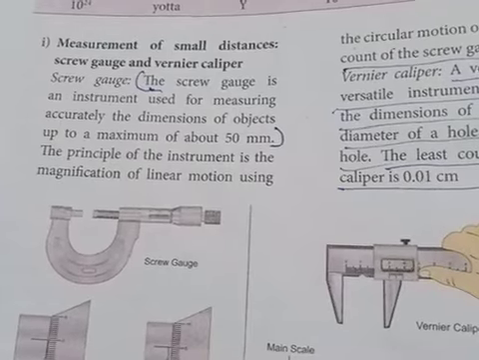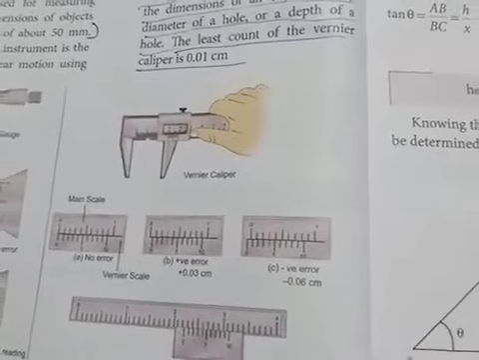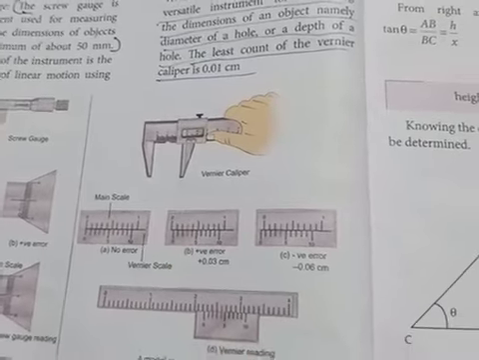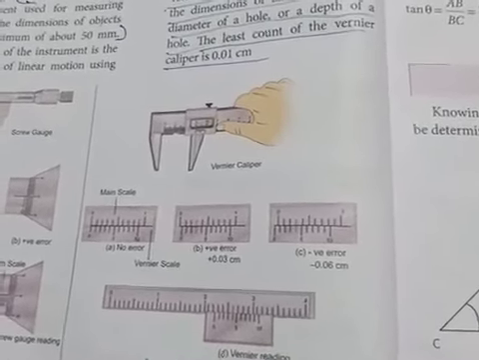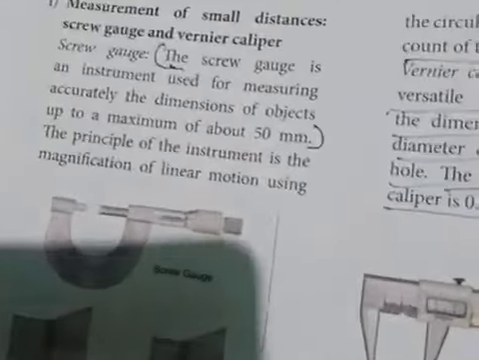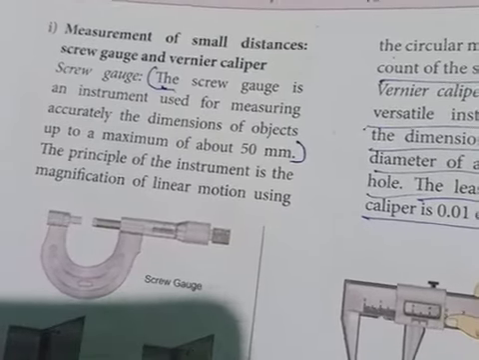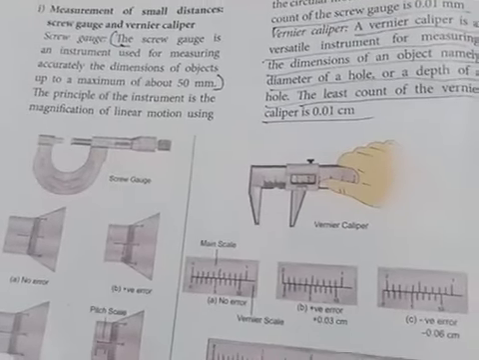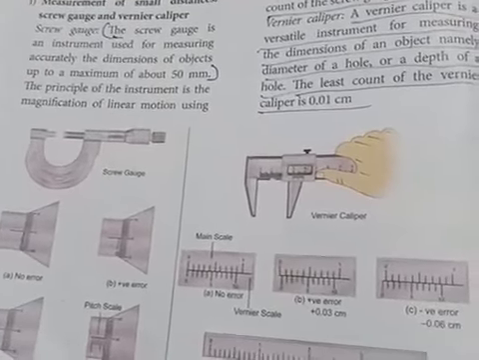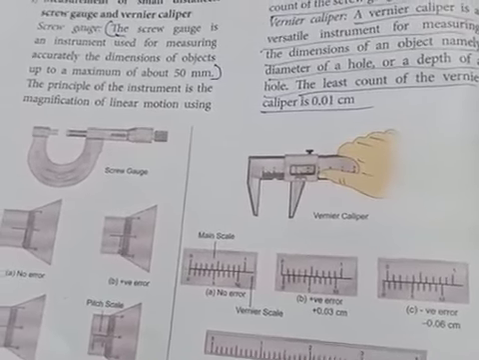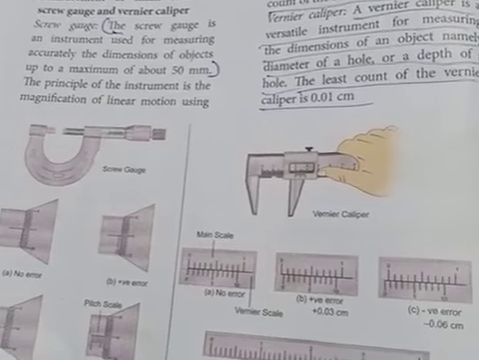You all know the practice of measuring using a screw gauge. Suppose we want to measure the thickness of paper, the thickness of a coin, or the thickness of a wire; for these we use the screw gauge instrument. Any object whose thickness or length is up to 50 millimeter can be measured using this screw gauge.